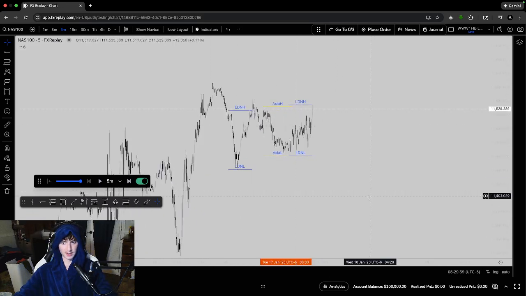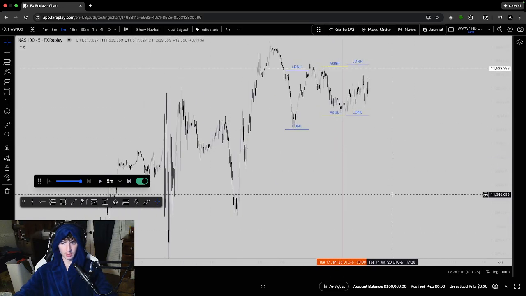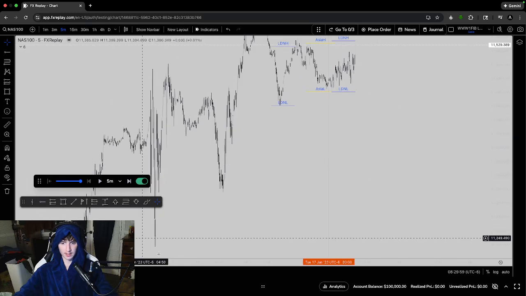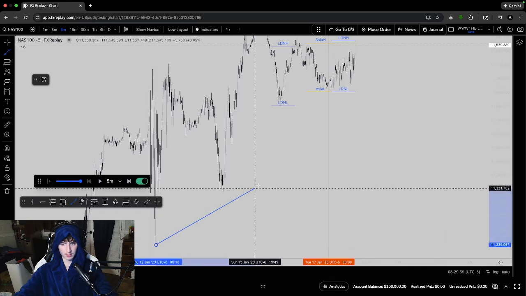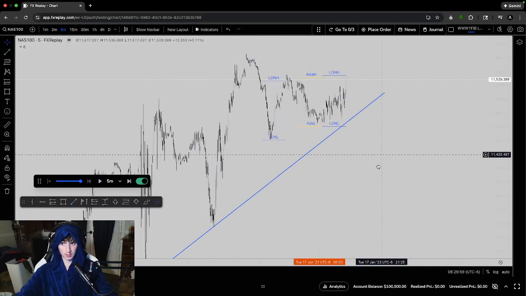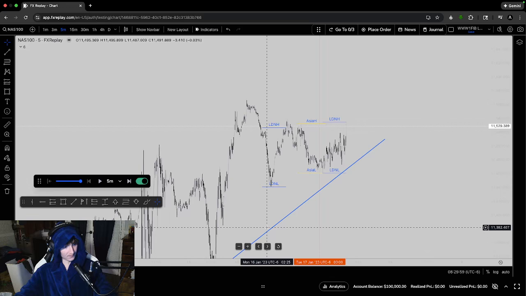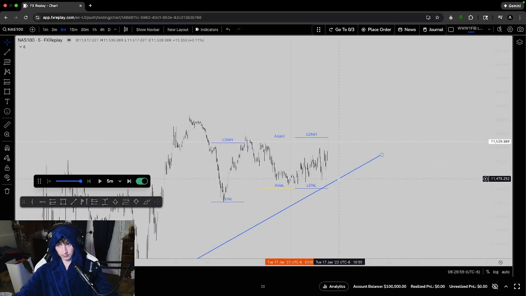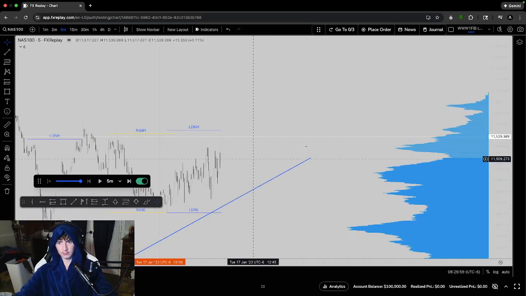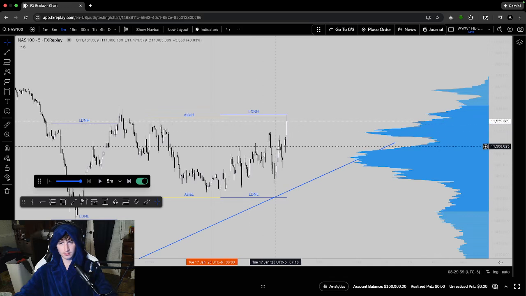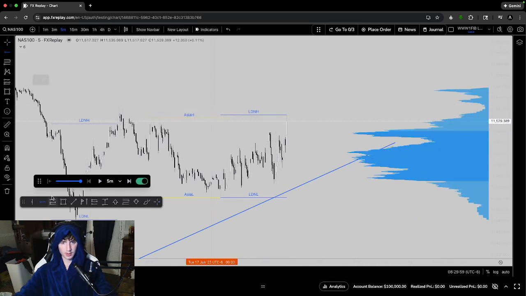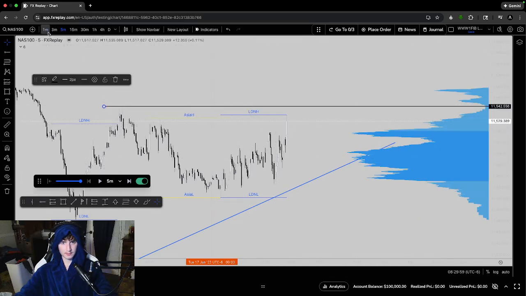Looks like we're consolidating a little bit. We're going to want to manipulate. We are in a very nice uptrend though. Does this even line up? Hold up. Very large uptrend. I think we're going to want to take out these highs.